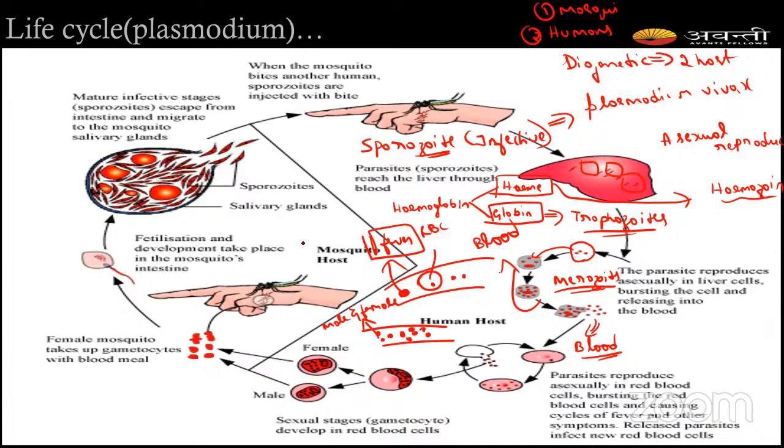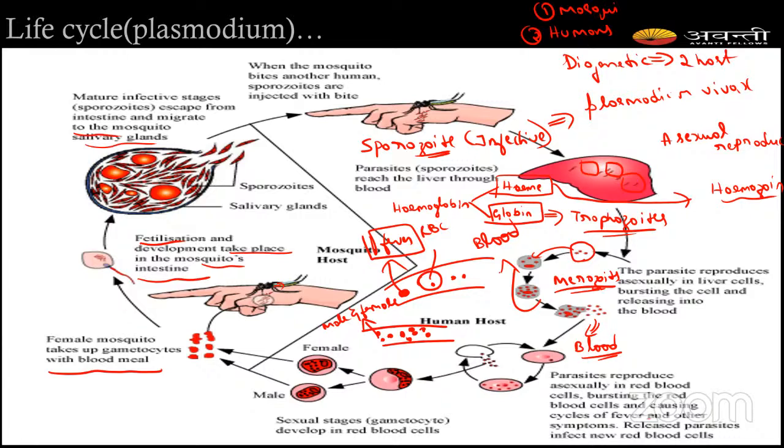What will happen now? See here. The female mosquito takes up the gametes with the blood meal. Okay. The fertilization and development takes place in the mosquito's intestine. Okay. The fertilization and the development take place in the mosquito stomach or in the intestine. Okay. See here, now what will happen? So this mature infective stage escapes from the intestine and migrates to the salivary gland.